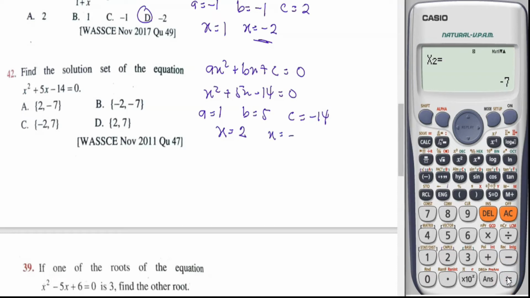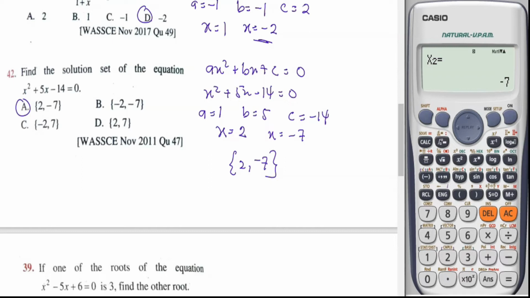X is equal to negative 7. So going through the possible answers, finding the solution set, we have 2, negative 7 or negative 7, 2. So where do we have it? We have 2, negative 7, and that is possible solution A.